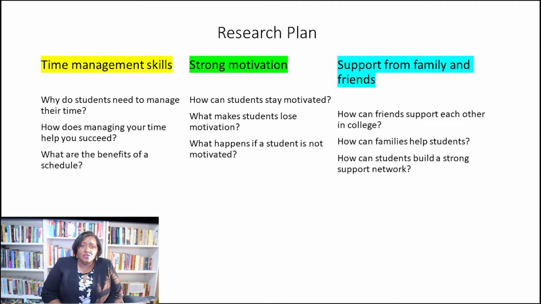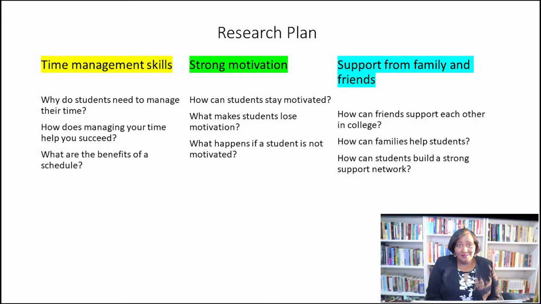What makes students lose motivation? How can families help students? What are the benefits of a schedule? What happens if a student is not motivated? How can students build a strong support network? Maybe you can think of even more. If you're stuck, turn to your pre-writing and invention skills to generate more ideas. Once you have several questions ready, you need to find answers to those questions.